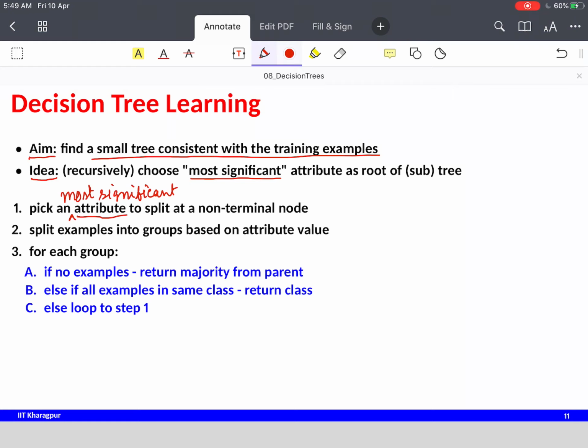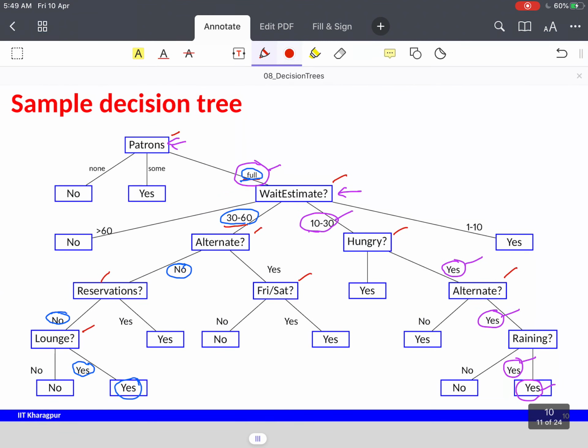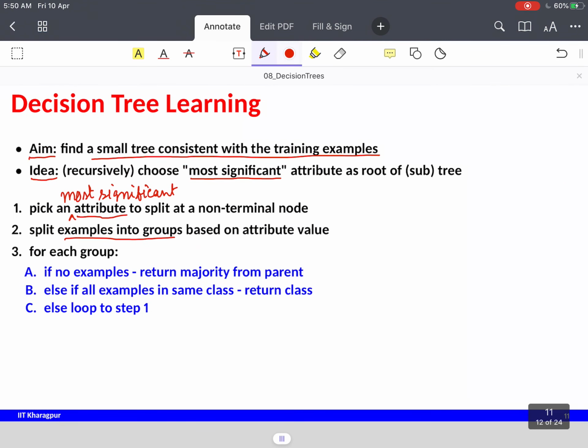To split a non-terminal node, we choose one attribute. When we choose the attribute, we will split the examples into groups. Let's say if I choose patrons, the examples that I have seen earlier, some of the examples will fall in this none category, some will fall in the some category, some will fall in the full category. So I will construct these groups.